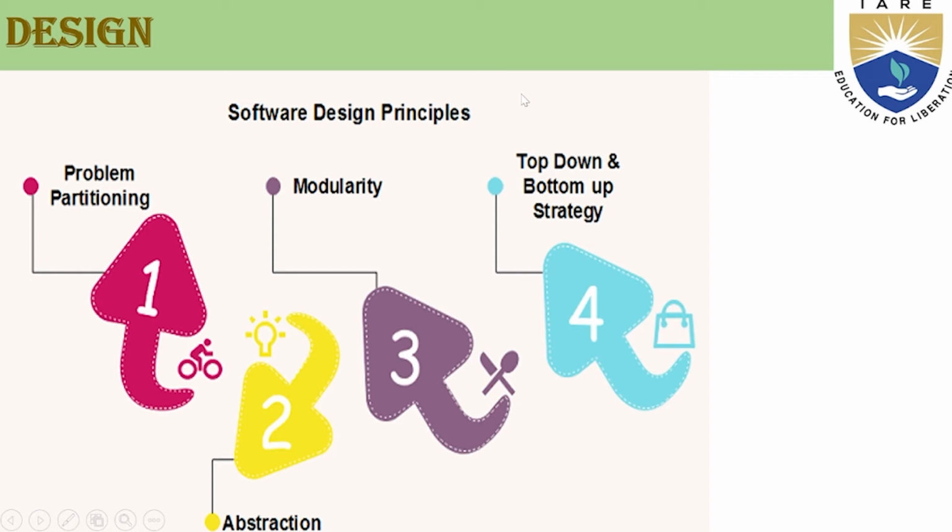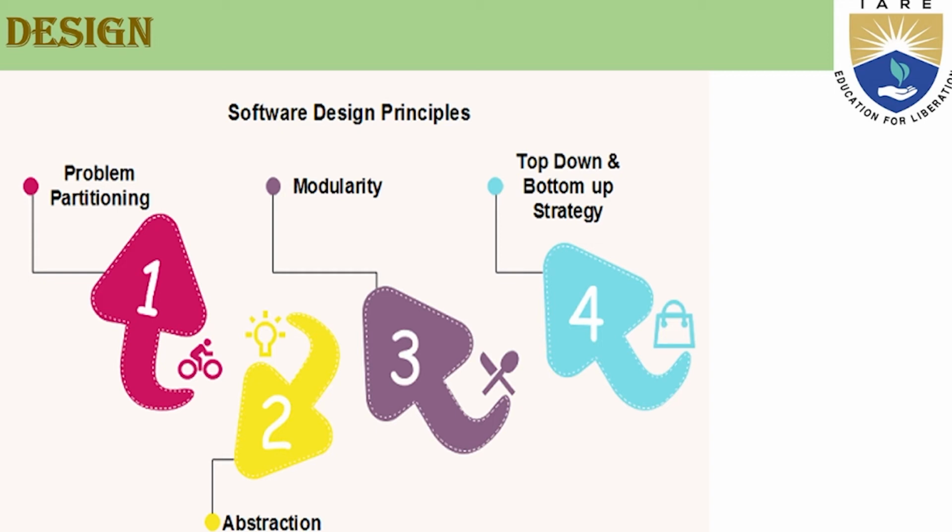When you say abstraction, it displays only the relevant attributes of objects and hides the unnecessary details. As I have taken the example before, if you are driving a car, you're just focusing on the start and stop button or the brake and the accelerator. You don't bother about the internal things. So that is the best example of what abstraction means. Third, we have modularity. Modularity is nothing but decomposing a program into smaller programs with standardized specifications and standardized interfaces. That is the third principle of software design.